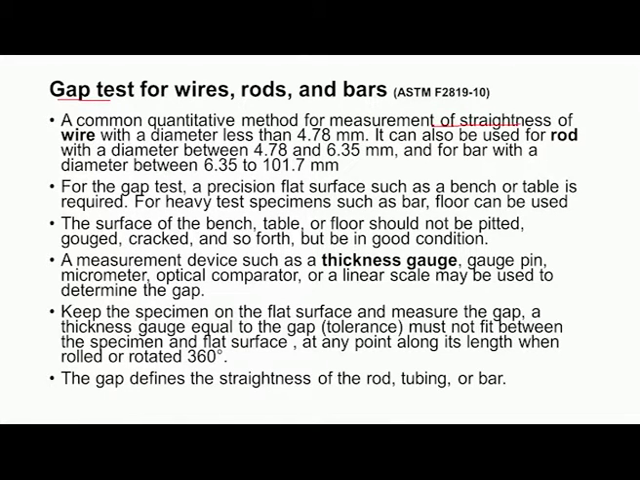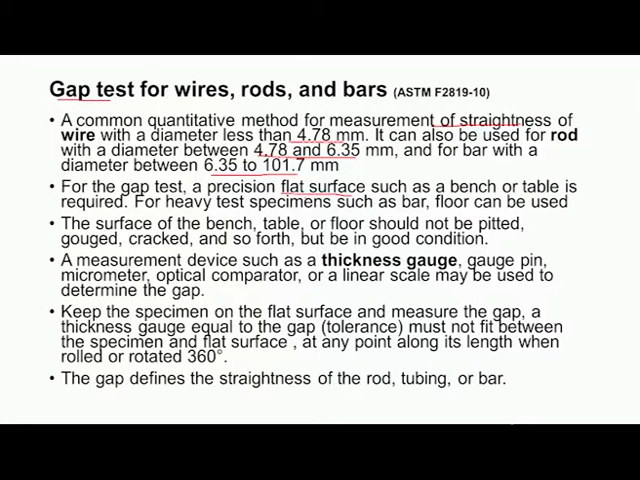Okay. So, this is applicable for wires less than 4.78 millimeter. It can also be used to check the straightness of rods within the range 4.78 to 6.35, and for bars with the diameter ranging from 6.35 to 101 millimeter. Now, in order to conduct this gap test, a precision flat surface is needed.